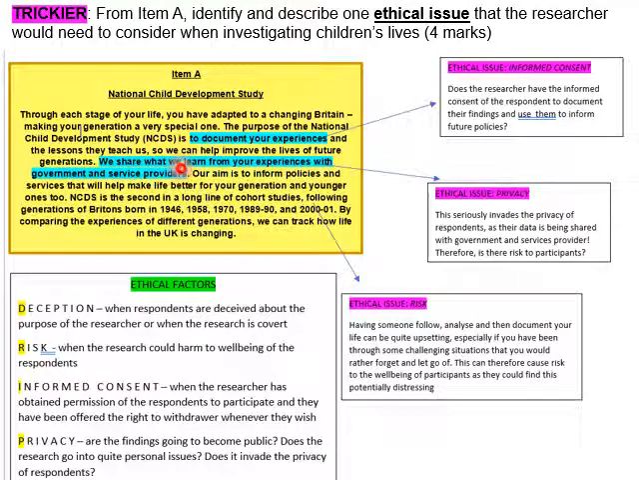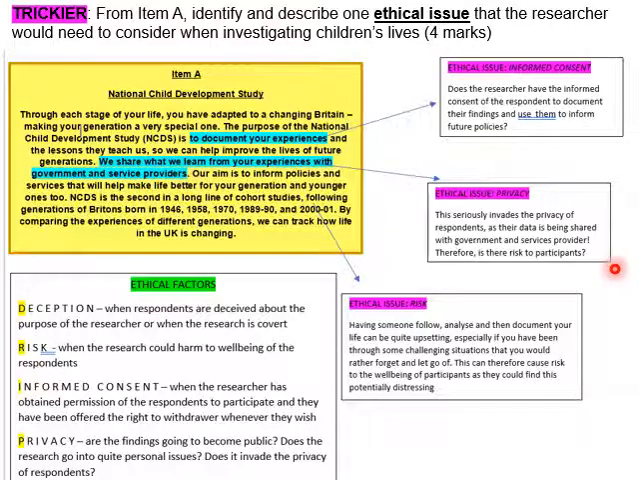Let's continue. Our aim is to inform policies and services that will help make life better for your generation and younger ones too. The National Child Development Study is the second in a long line of cohort studies, following generations of Britons born in 1946, 1958, 1970, 1989 to 90, and 2000 to 2001. By comparing the experiences of generations, we can track how life in the UK is changing.